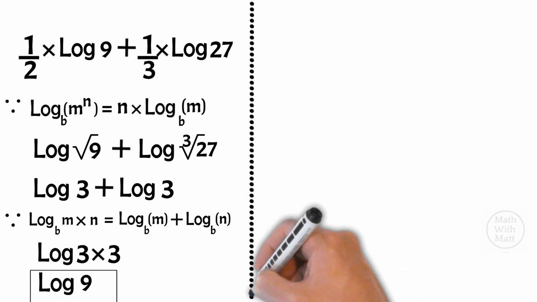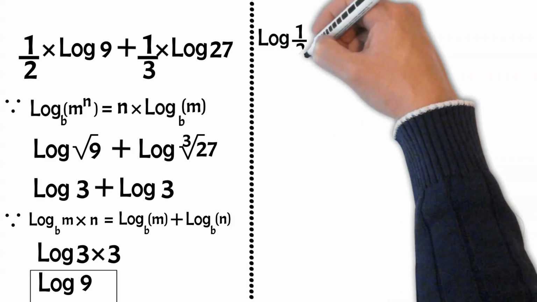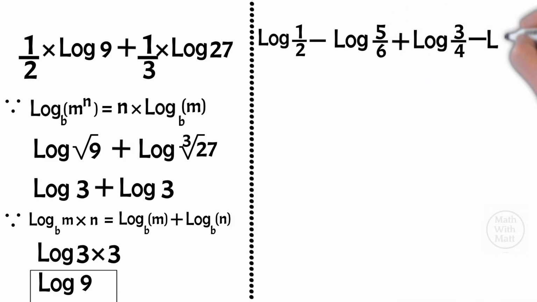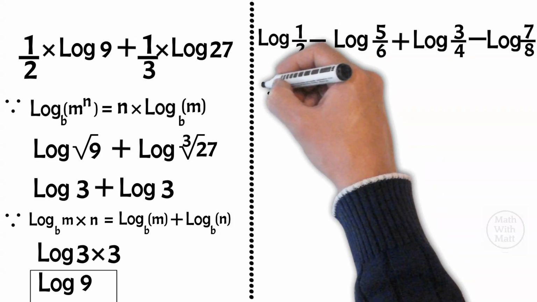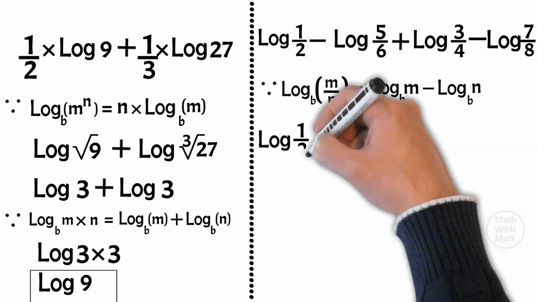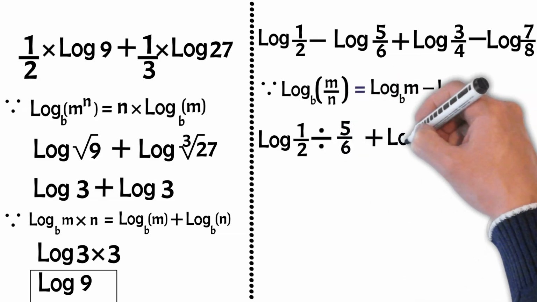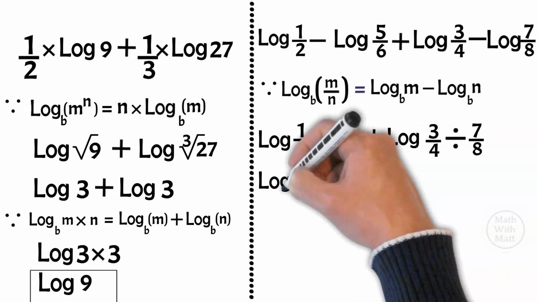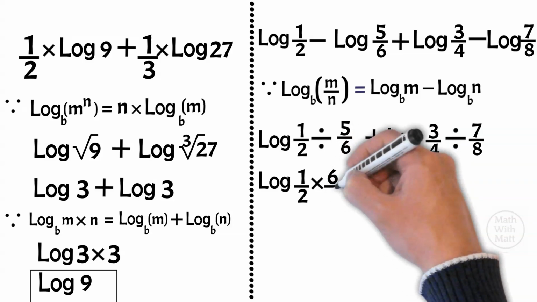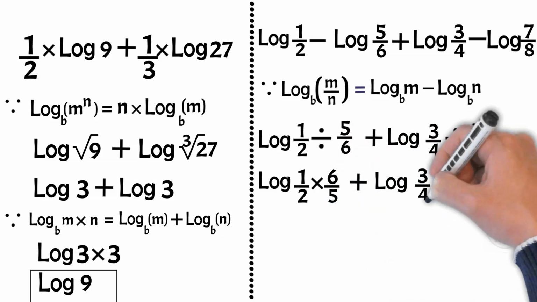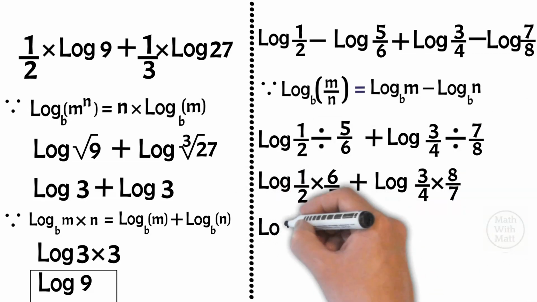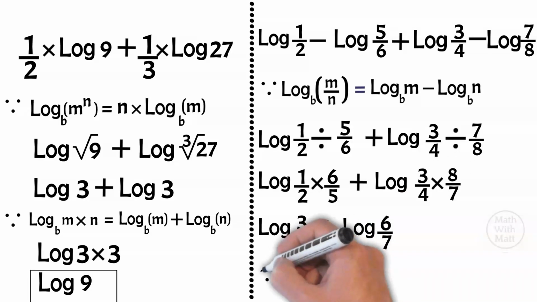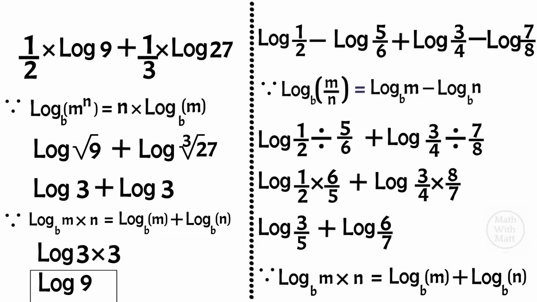On to the next problem, we have log of 1/2 minus log of 5/6, plus log of 3/4 minus log of 7/8. Here we use log of quotient to get log of (1/2 divided by 5/6) plus log of (3/4 divided by 7/8), which later becomes log of (1/2 multiplied by 6/5) plus log of (3/4 multiplied by 8/7), which then further leads to log of 3/5 plus log of 6/7, and after that, we use log of product on the next page.